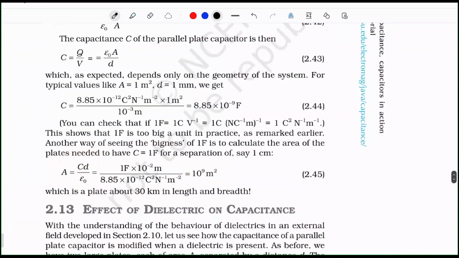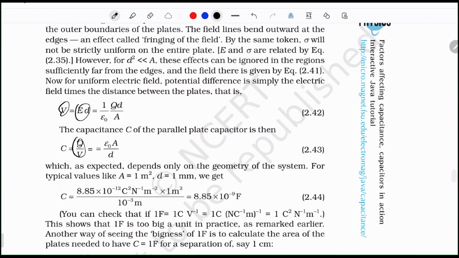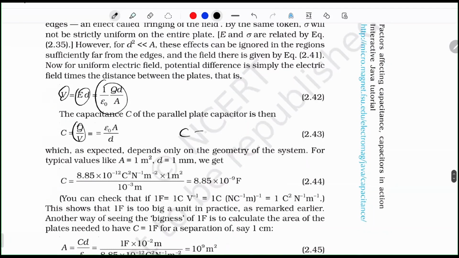So therefore, the capacitance is Q by V. And the voltage is simply the electric field times the distance, because the integral of E dot dl is simply E times L, because the electric field is constant, right? So therefore you can calculate V, and C is simply Q by V, which is epsilon naught A by D.